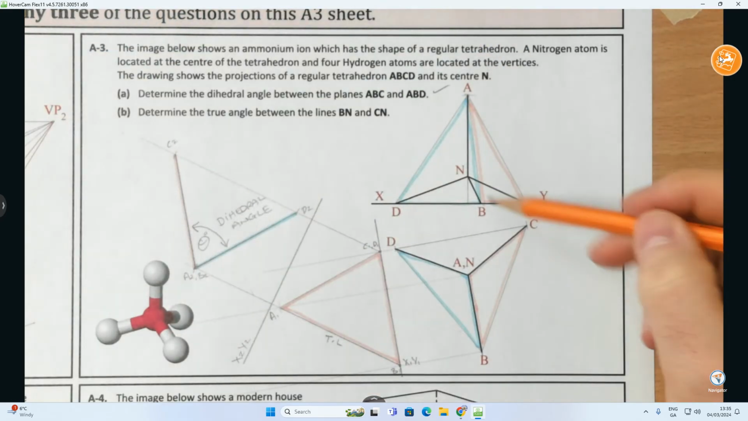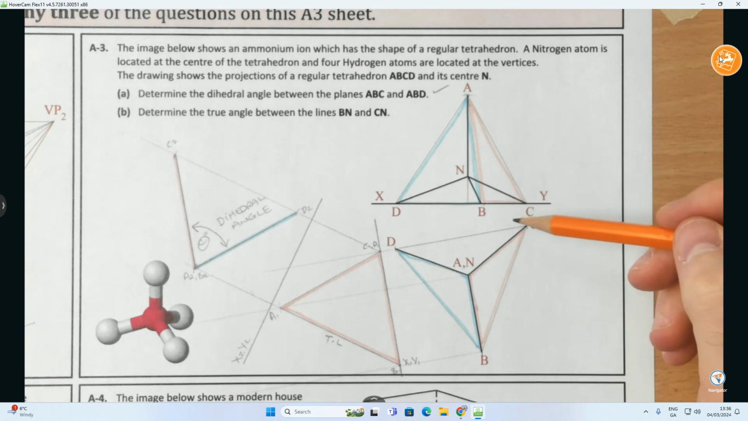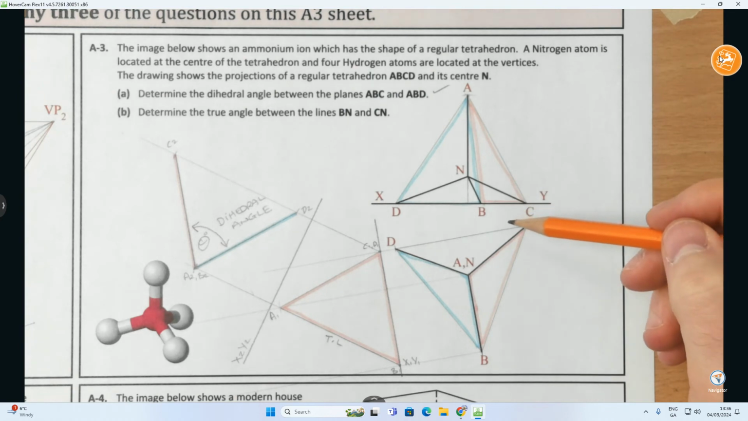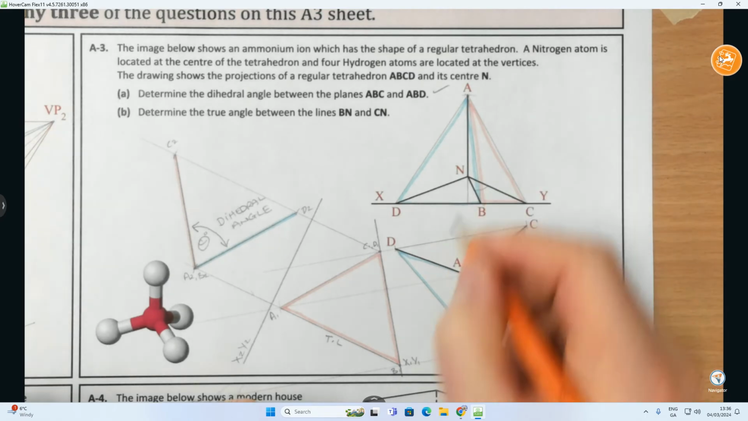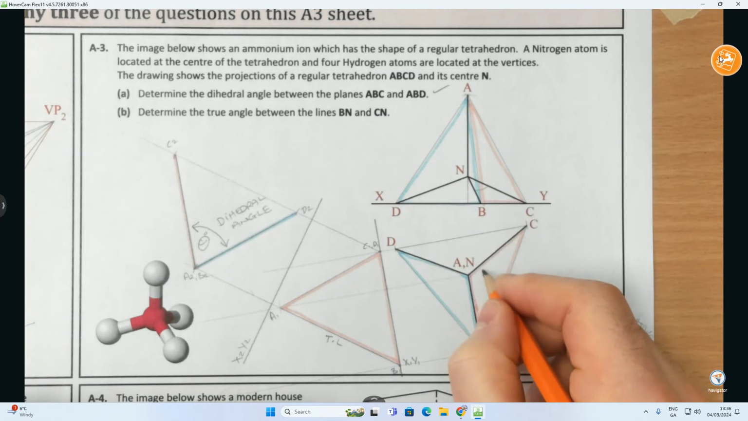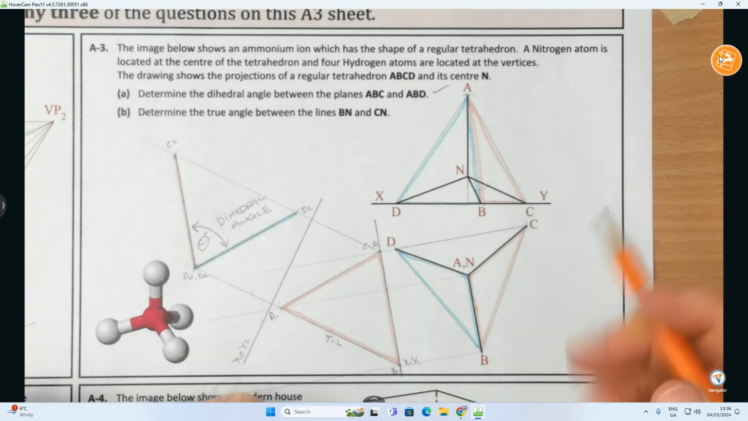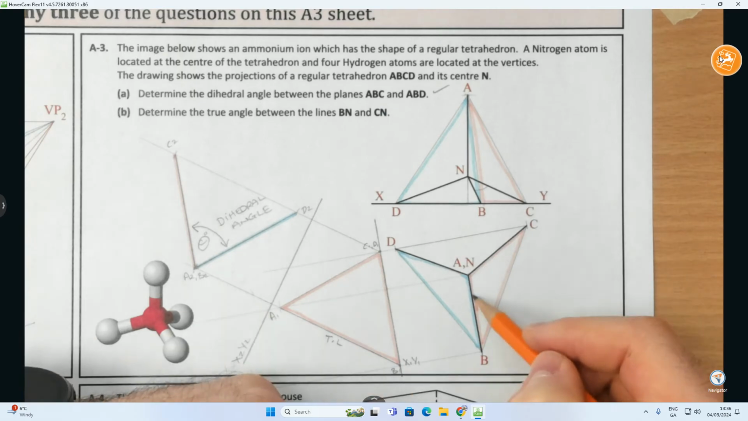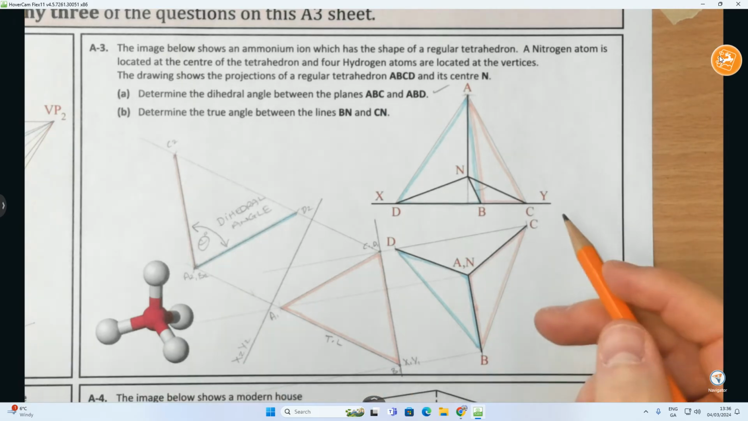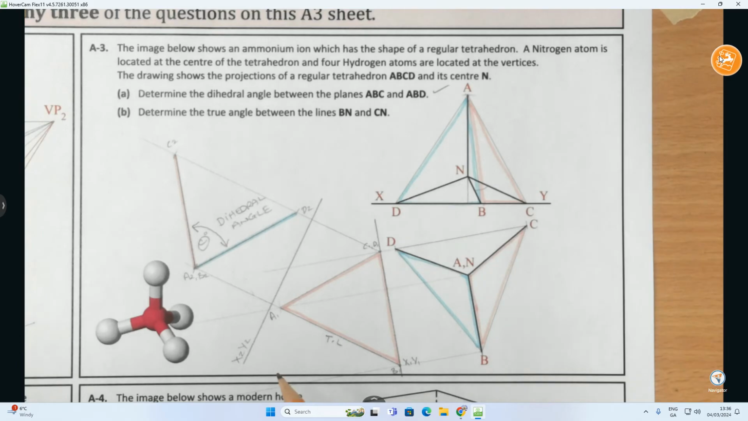So BN and CN. So there's a couple of ways you could go about this. Essentially what they're saying is I want the angle of this guy inside there. What is that angle inside there? And in the plan view, probably it's that angle. Now, in either view, I don't see the true shape of the triangle BCN. Okay, so I can't actually just say that that is the true angle. It is not.